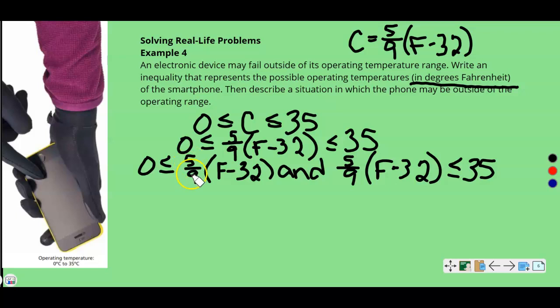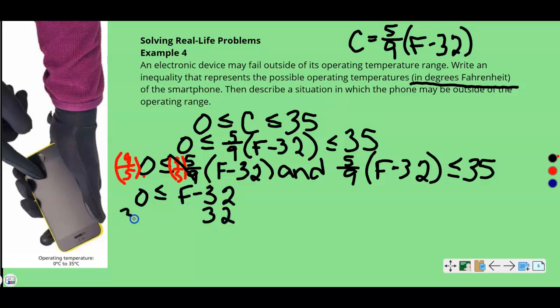All right, so we're multiplying by 5/9. In order to get rid of that fraction, we have to multiply by the reciprocal. So the reciprocal of 5/9 is 9/5, and we have to multiply that on both sides of the inequality. All right, 0 times anything is just 0. So I know that I can still write 0 less than or equal to. But 5 times 9 is 45. 45 over 45 cancels or reduces to 1. So we can bring down just F minus 32.